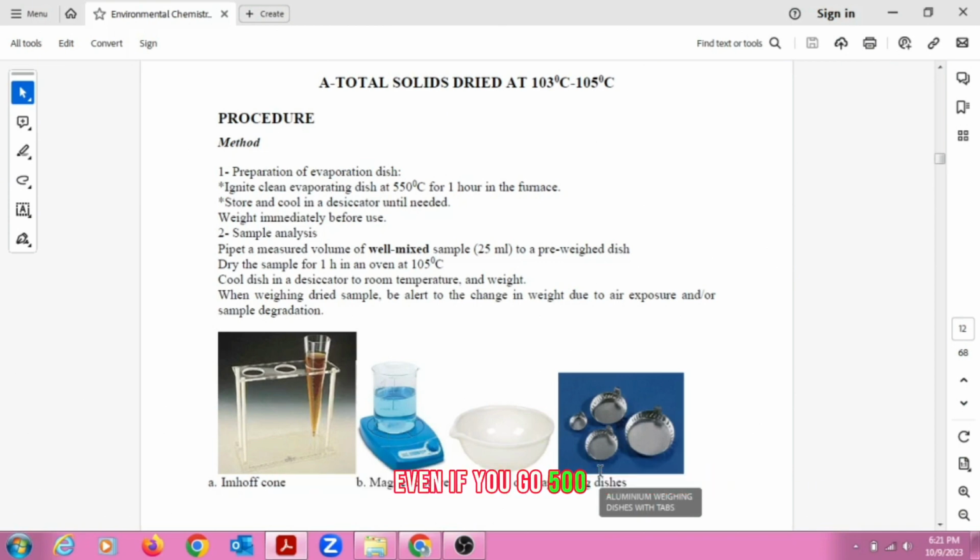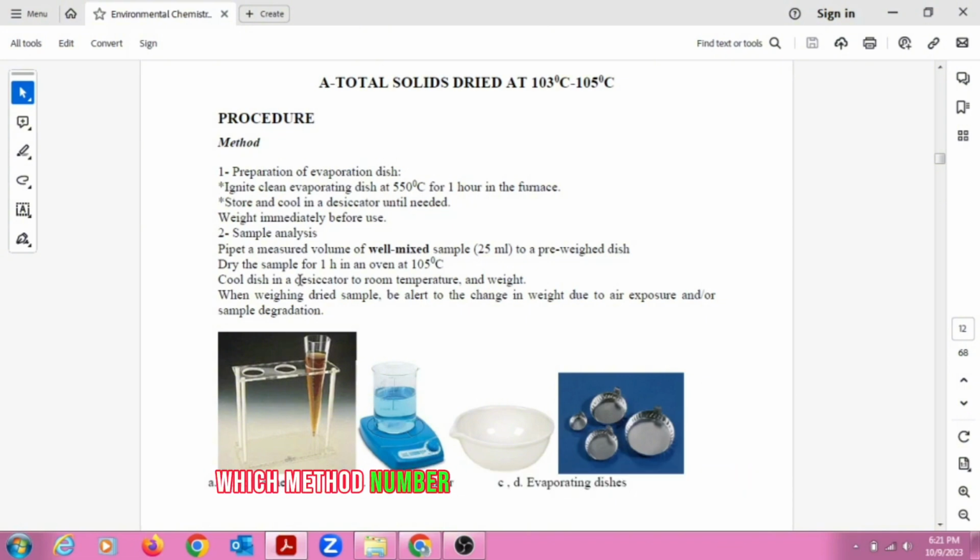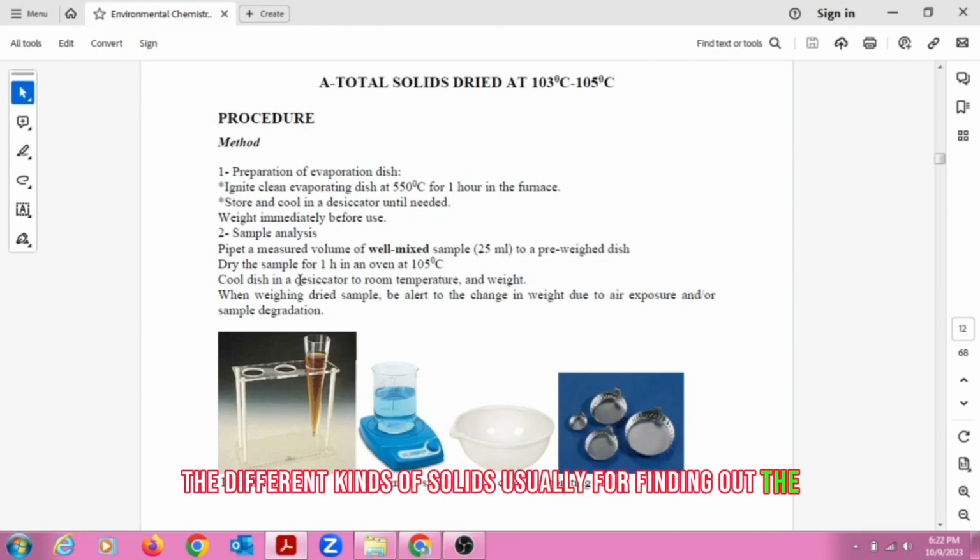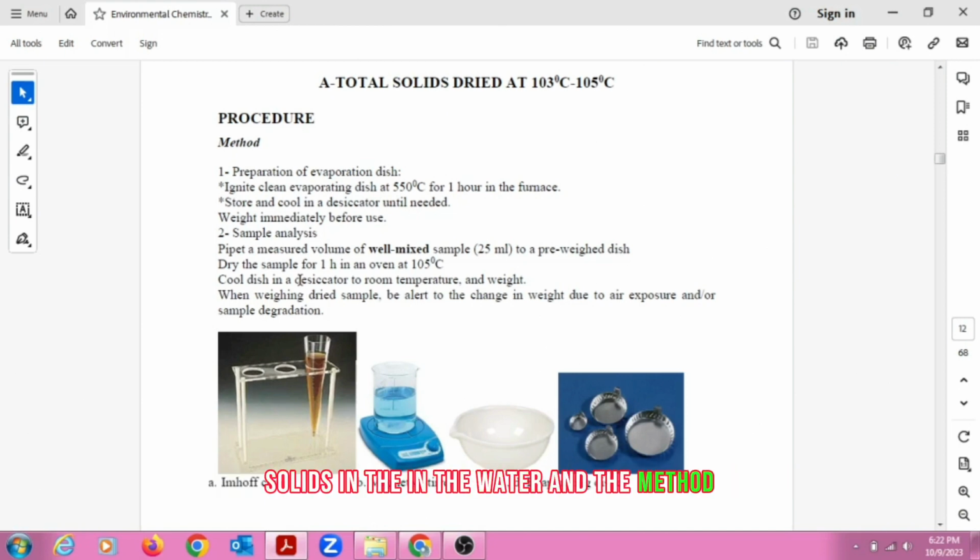Even if you burn at 500 to 600, this can sustain that temperature. Now let's come to the procedure. Before that, we should know which method number is basically used to find out the different kinds of solids. Usually for finding the solids in water, the method is USEPA method 160.1. Let's memorize USEPA method 160.1. If somebody is putting the reference for the method, it is USEPA method 160.1.